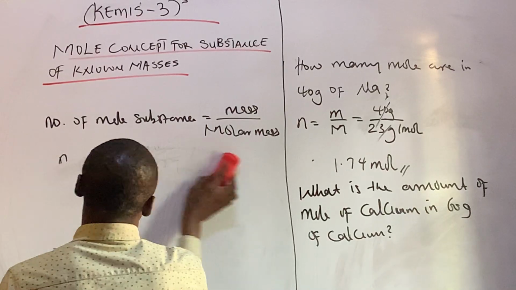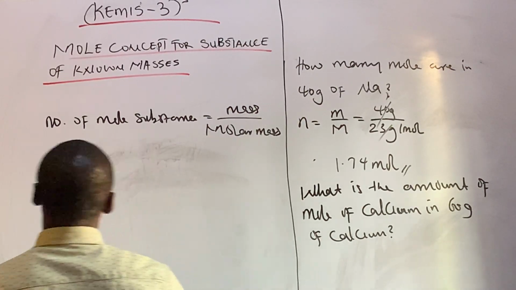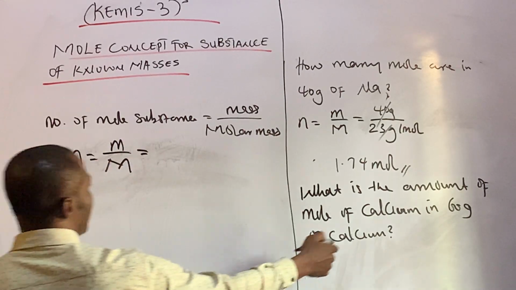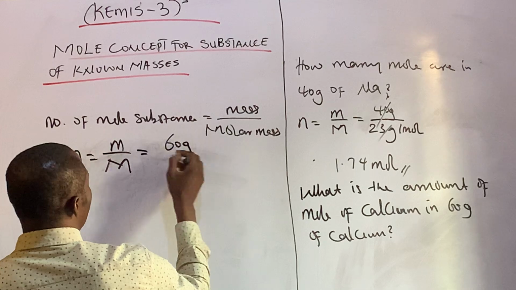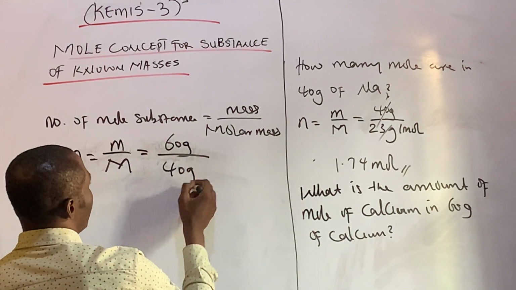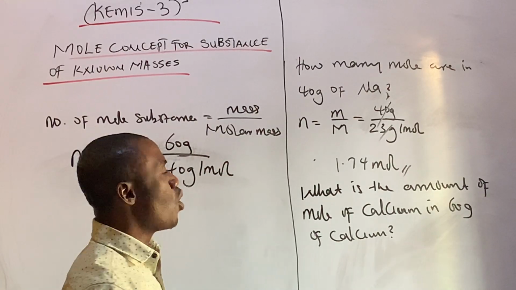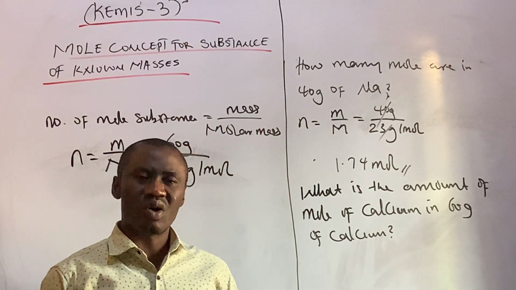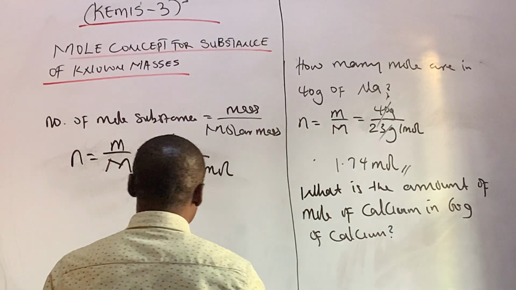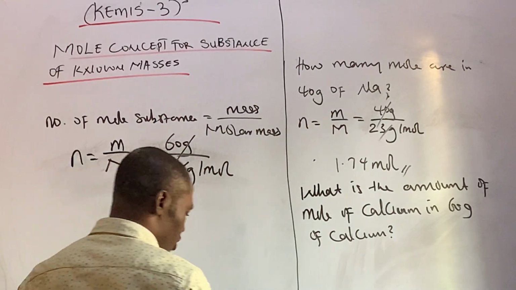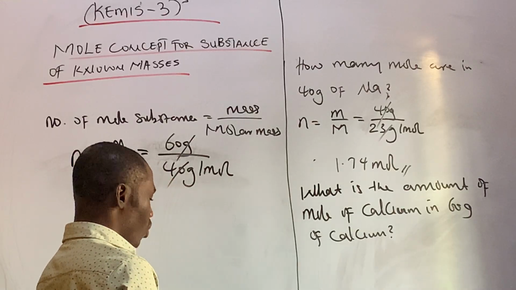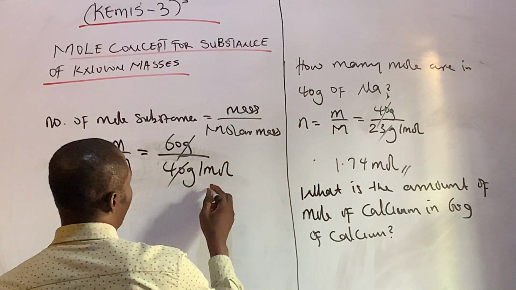It's the same formula you're going to use anyhow. Number of mole is still mass over molar mass. The mass here is 60 gram. Then the molar mass of calcium is 40 gram per mole, and this 40 gram per mole is gotten from the periodic table. It's constant. Molar mass of a single calcium is 40 gram per mole. If you do the division, 60 divided by 40, you have 1.5 mole.